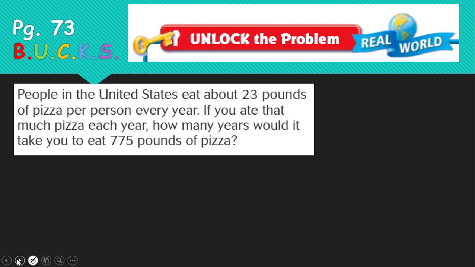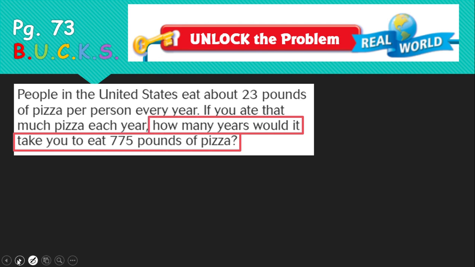I'm going to go ahead and read it out loud. It says, people in the United States eat about 23 pounds of pizza per person each year, or every year. If you ate that much pizza each year, how many years would it take you to eat 775 pounds of pizza? Now, what I always like to do with word problems, I like to use boxes, and it helps you really break down a word problem. So let's go ahead and box the question. How many years would it take you to eat 775 pounds of pizza?